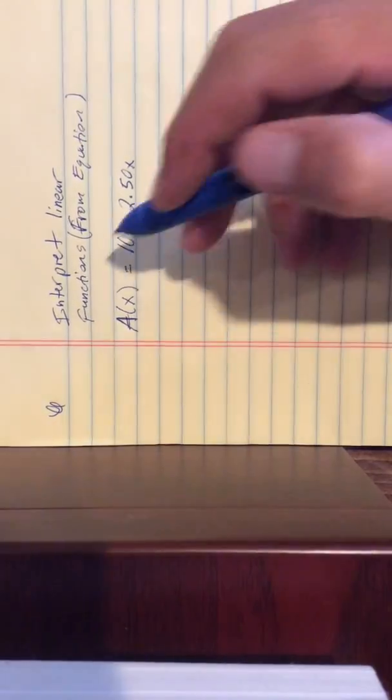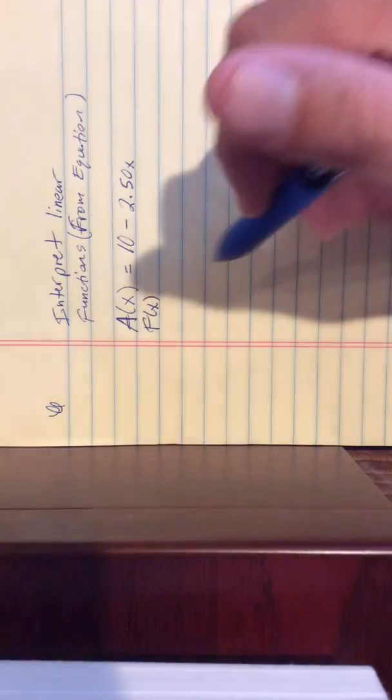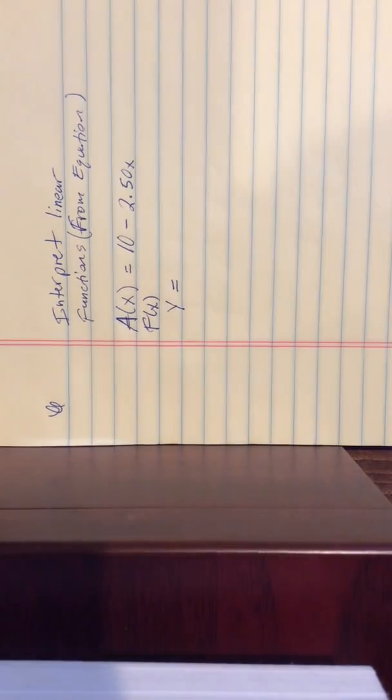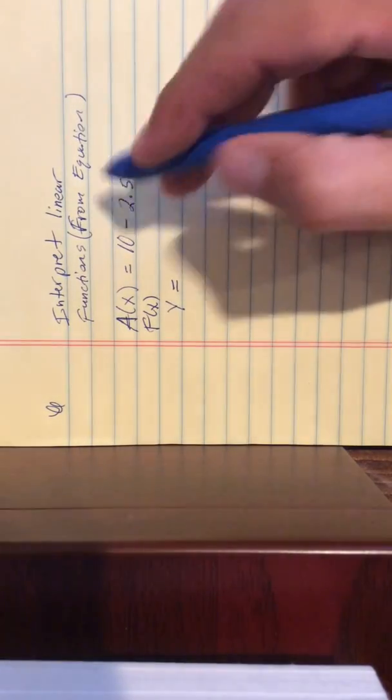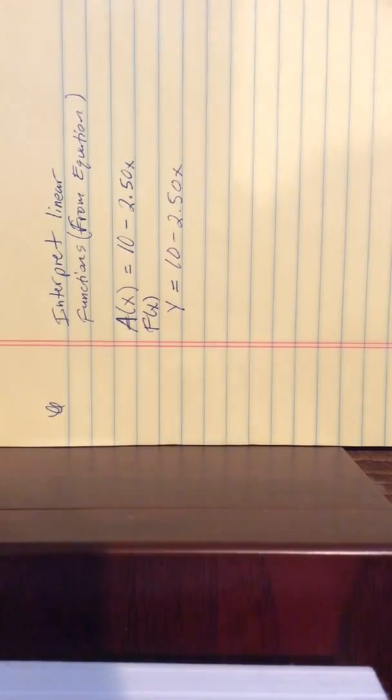We know a of x is the same thing as f of x, right? And we know that we always want to change f of x into y to start with, so it makes it much more familiar to us. We're used to using the variables of x and y. Then I would rewrite it, and I would have y equals 10 minus 2.50x.